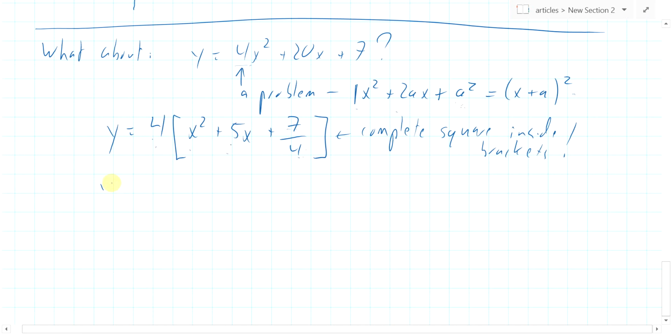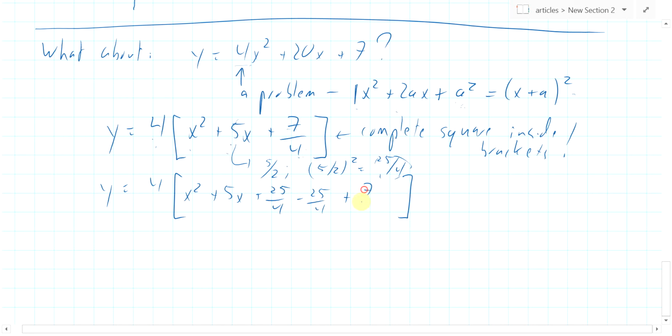Right, so 4 big bracket, we'll make a bit longer bracket, right? And we look at this number, the 5, and we take half of that, we get the number 5 halves, and then we square that 5 halves. 5 halves squared is 25 over 4. This, the squared number, that's what I have to add and subtract. And we're just doing all this inside of the square brackets. So plus 25 over 4 minus 25 over 4, add and subtract it, plus 7 over 4.